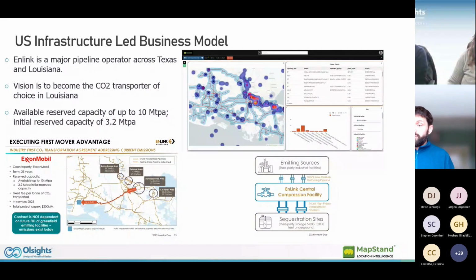So that was my whistle-stop tour through the data sets and what we're seeing in global CCS development. So over to you, Tony.